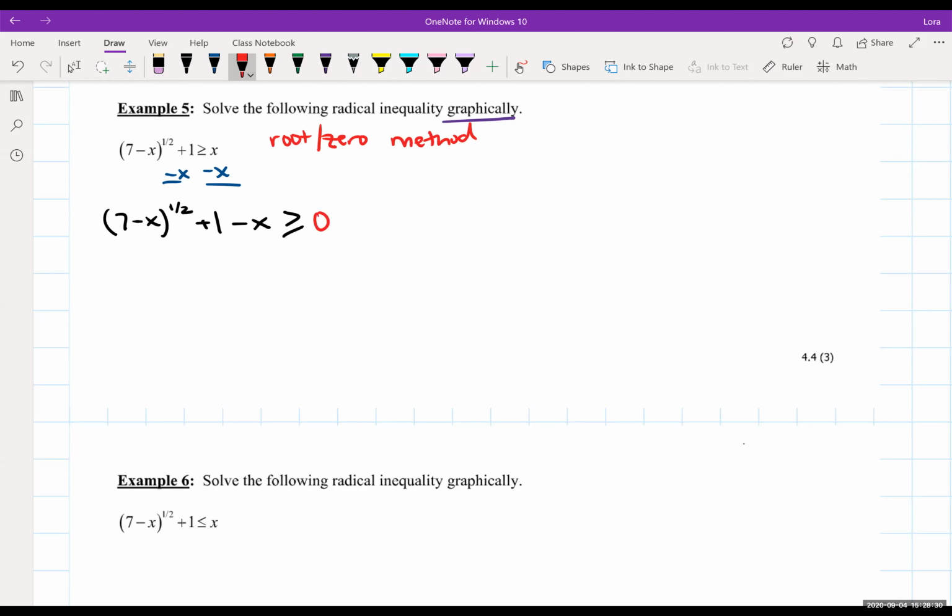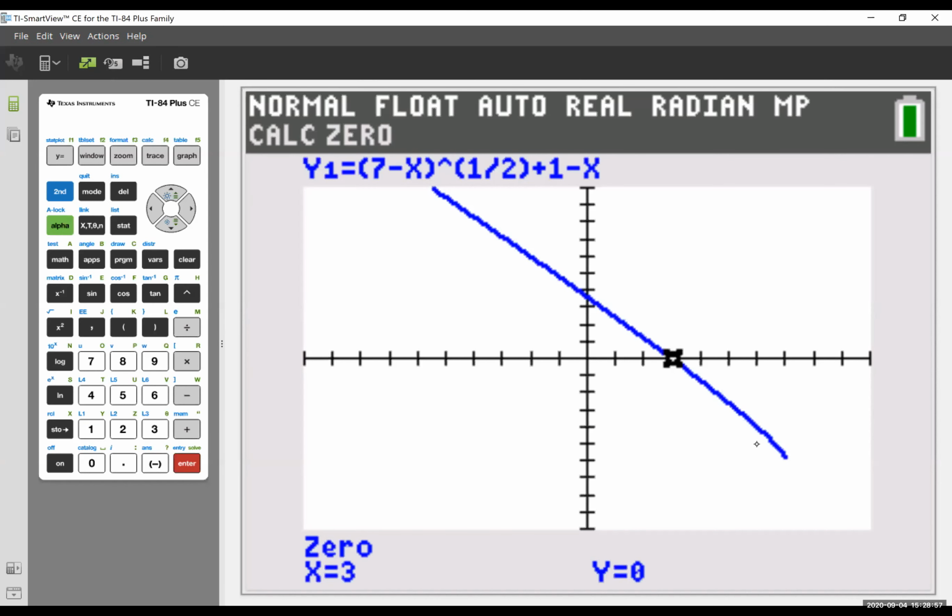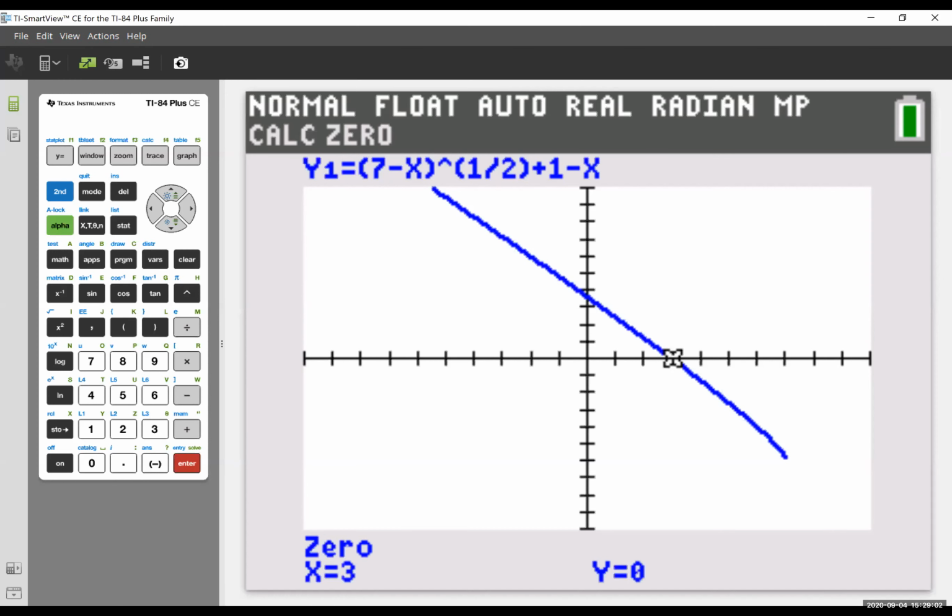So in order for us to analyze the graph of this, the first thing we need to figure out is the solution to the related equation. So if you remember earlier, we actually solved this equation with the TI. So I'm going to call up our attention again. So let's go back to our TI. And we found that the root, or the 0, was x equals 3. So I'm going to copy that over.